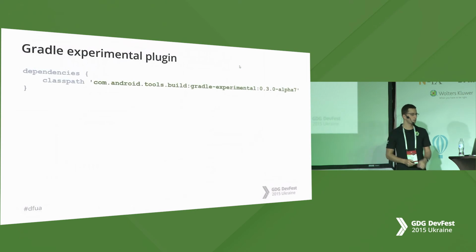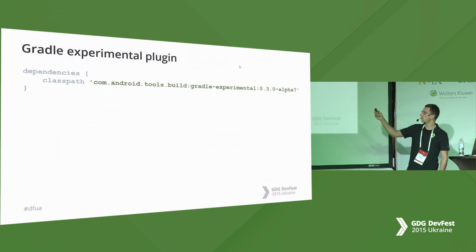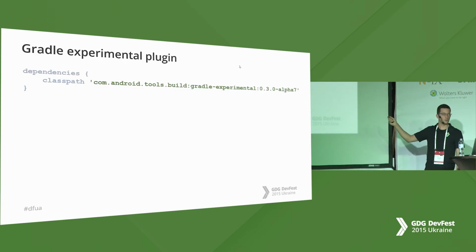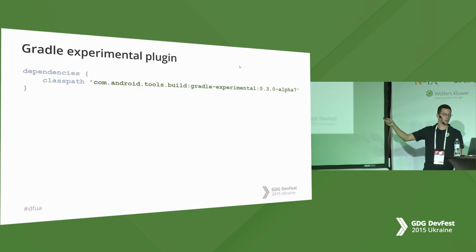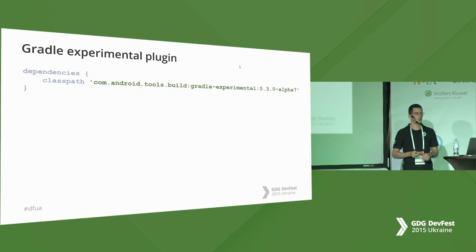So Gradle experimental, you should define it inside your build.gradle. So instead of just Gradle, I think 1.3 or 1.4 now, you use Gradle experimental, and the last one is 0.3.alpha7. You can keep the former one too if you want to mix use of stable and the experimental plugin.